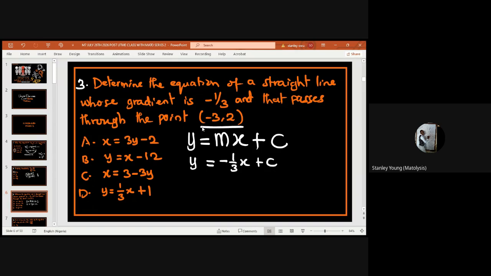The question gave you a point here. That's your clue to getting your c. You can slot in. It means when x is negative 3, you expect y to be equal to 2, right? So I have negative 1 over 3 times negative 3, then plus c. Negative 3 times negative 1 over 3, that's 1. So I have 1 plus c equals 2. C definitely is 1 there. So that tells us that y is going to be equal to minus 1 over 3 x. Instead of just writing generic c, I now have 1.